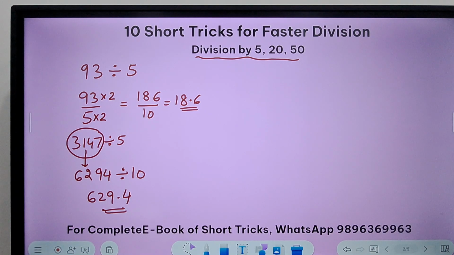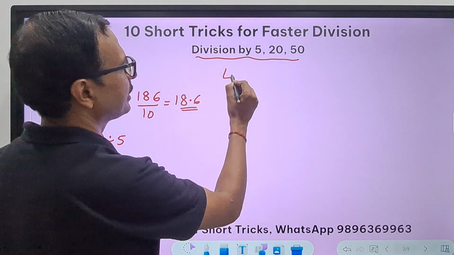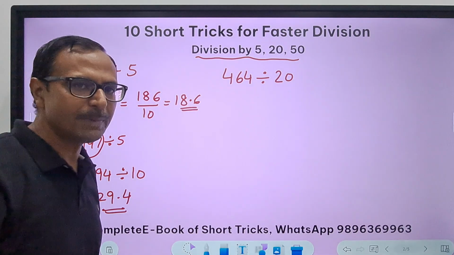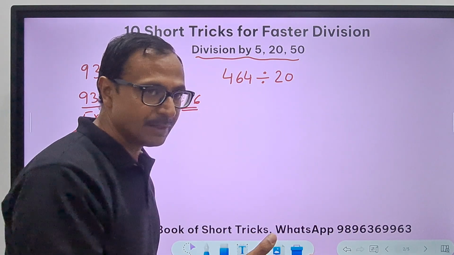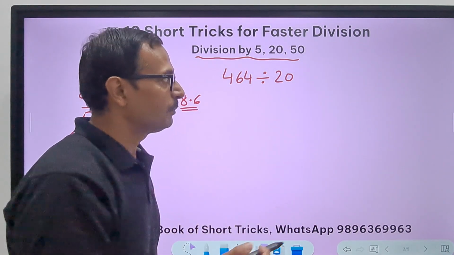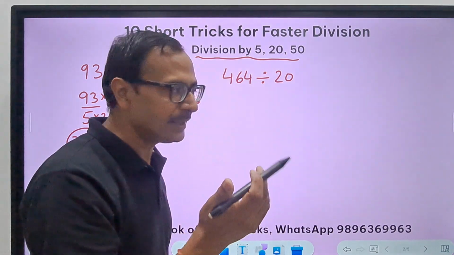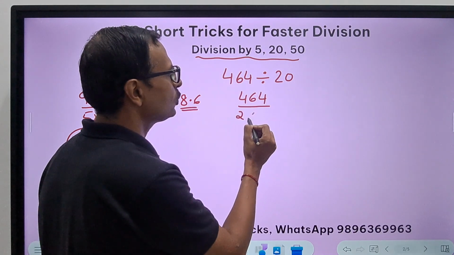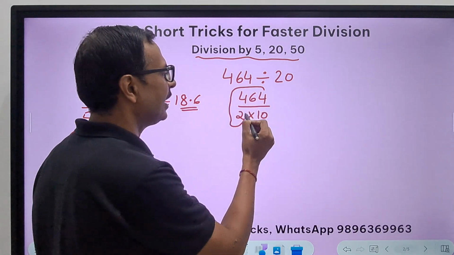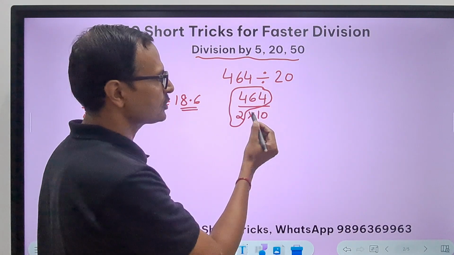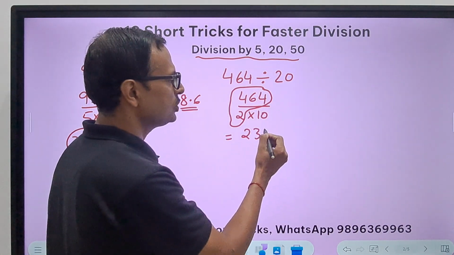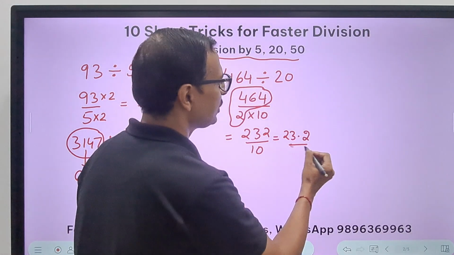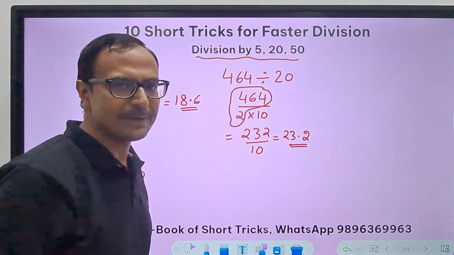Now coming to division by 20. Suppose you have 464 and you want to divide this by 20. Now division by 20 is actually halving and dividing by 10, because 20 is 2 times 10, right? So if I have to do 464 divided by 20, I will do 2 times 10. So I just have to take the half first. So what is the half of 464? Very easy. 2, 3, 2. And when you divide it by 10, you get your answer. 23.2 is the quotient. Now you can check using the calculator.